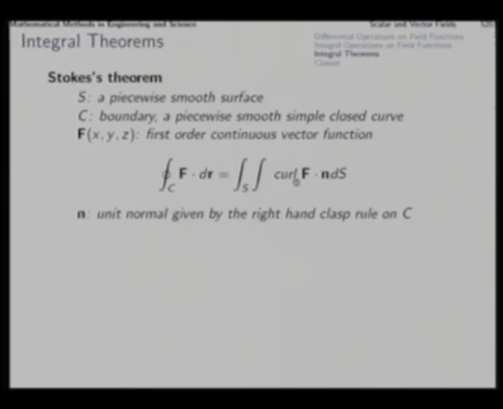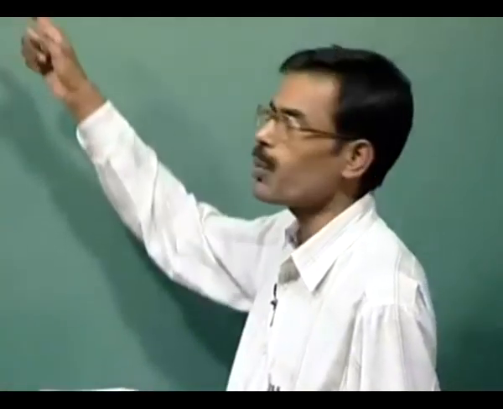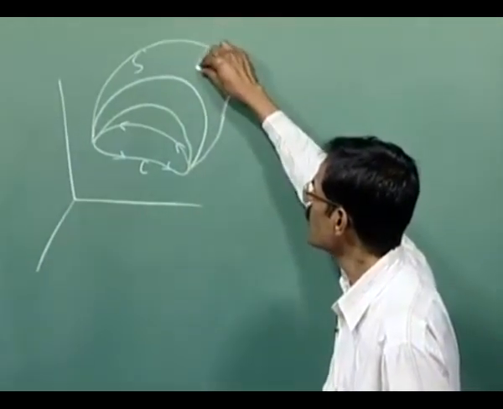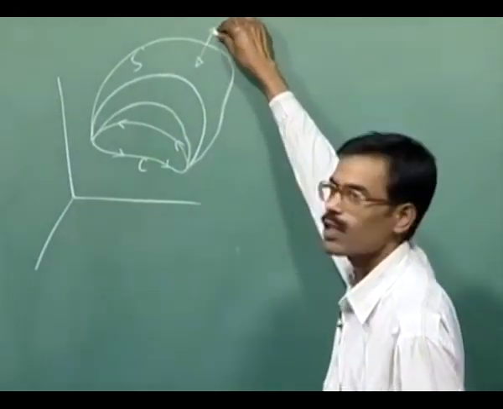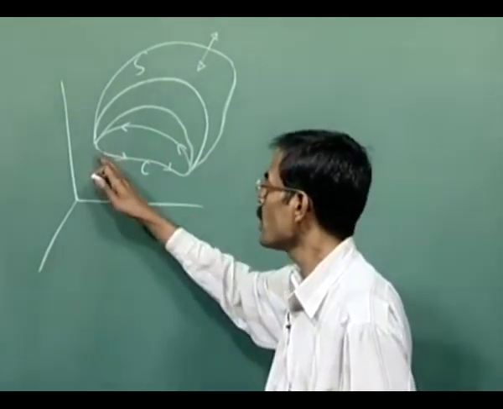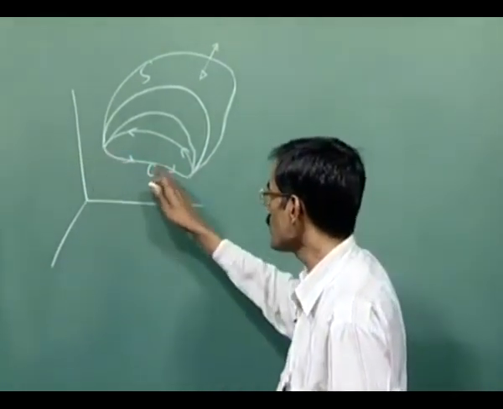Okay. That is a statement of Stokes' theorem, in which the unit normal that you need to use here is given by the right hand clasp rule on C. Since it is an open surface, whether to take the normal in this way or in this way has to be decided. Both are valid, but it will depend on which way we are traversing C.